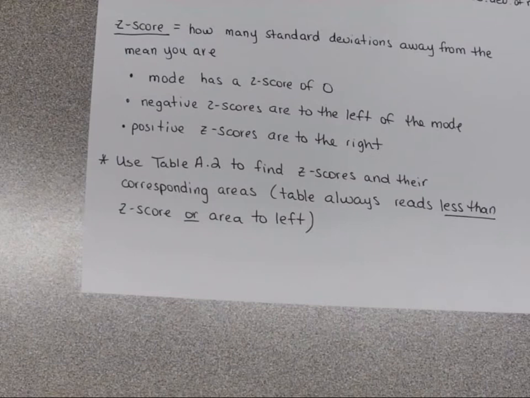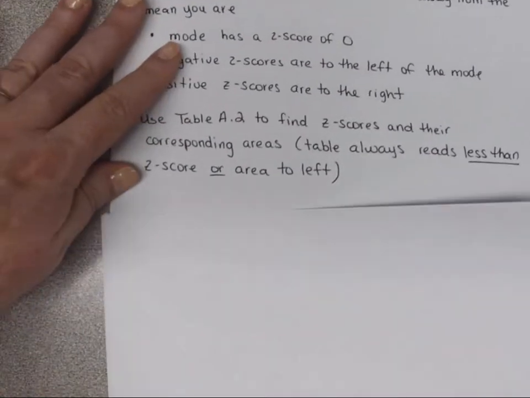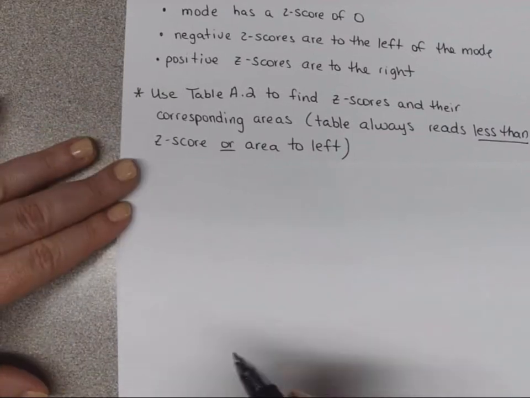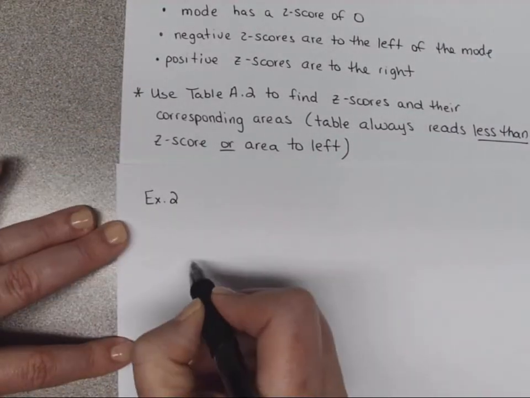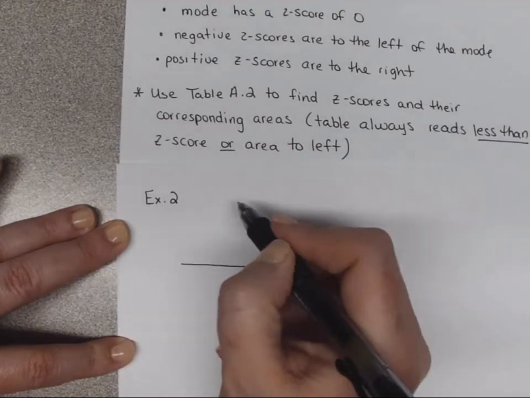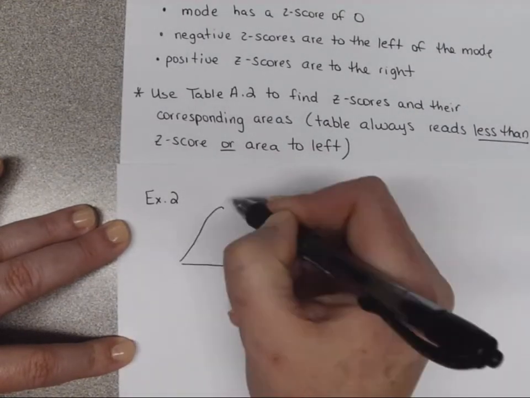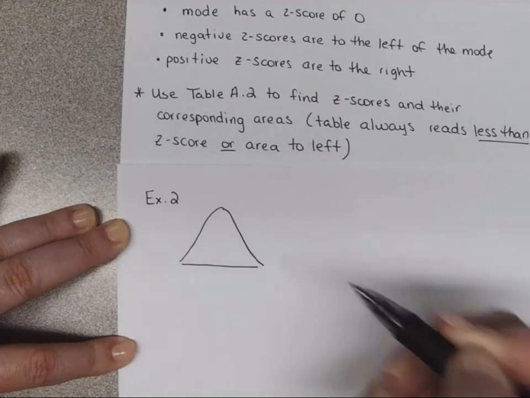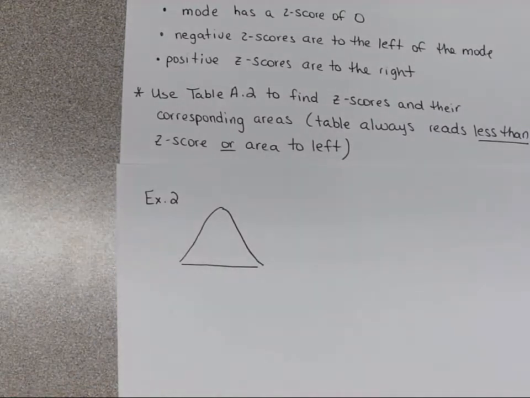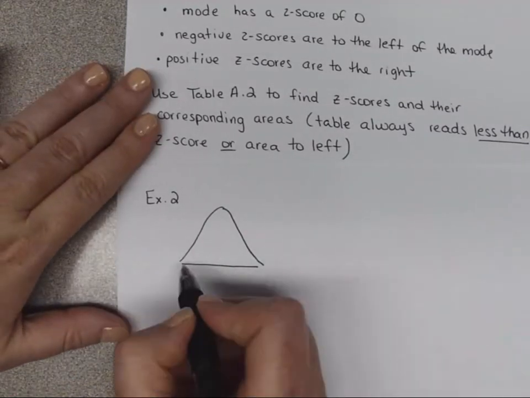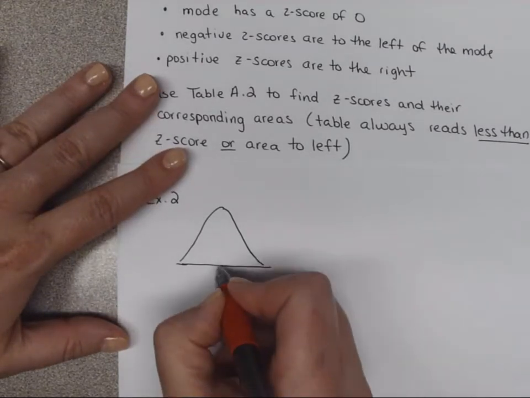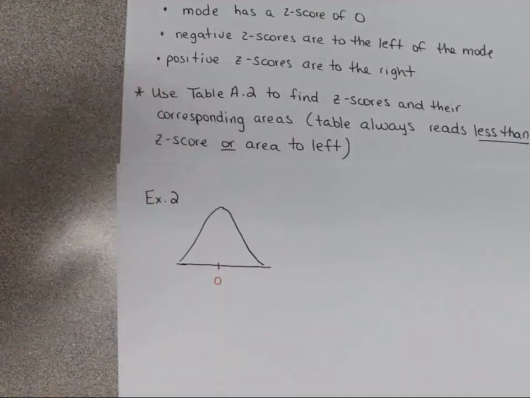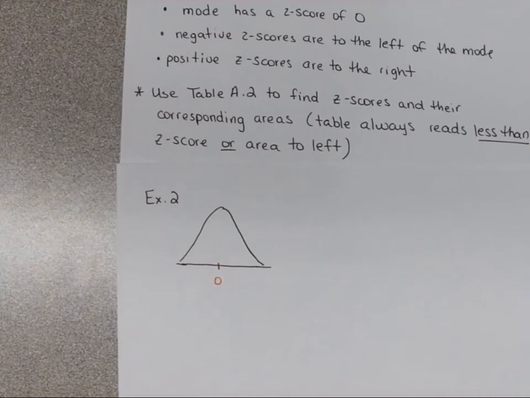All right, so let's look at some examples. And again, I'm going to try to put the table up when we need it, but you need to have that out really for the remainder of the notes. Let's say that you had a probability density curve that looks like this. Notice I made it a little taller. We're going to put a z-score of 0 in the middle. Remember, 0 is square in the middle.